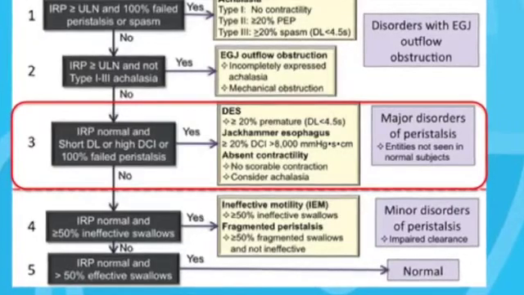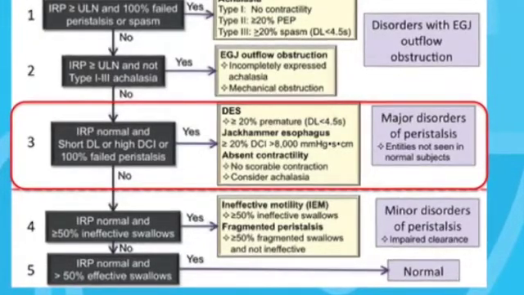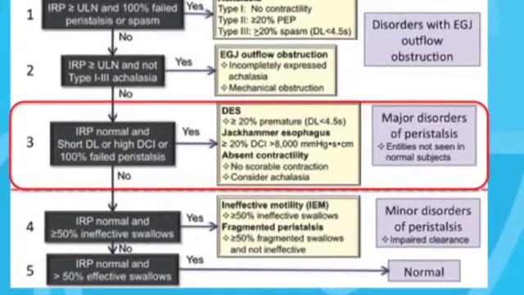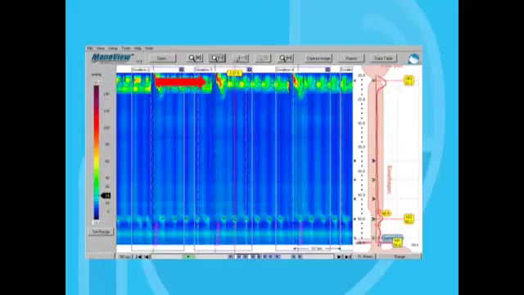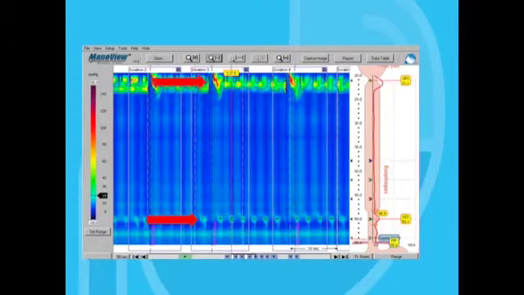Another abnormality seen in the esophageal body is absent contractility. This is where there is no visible peristaltic activity in the esophagus after a swallow. This slide is a good example of that, where there is no discernible peristaltic activity whatsoever after a solicited swallow.